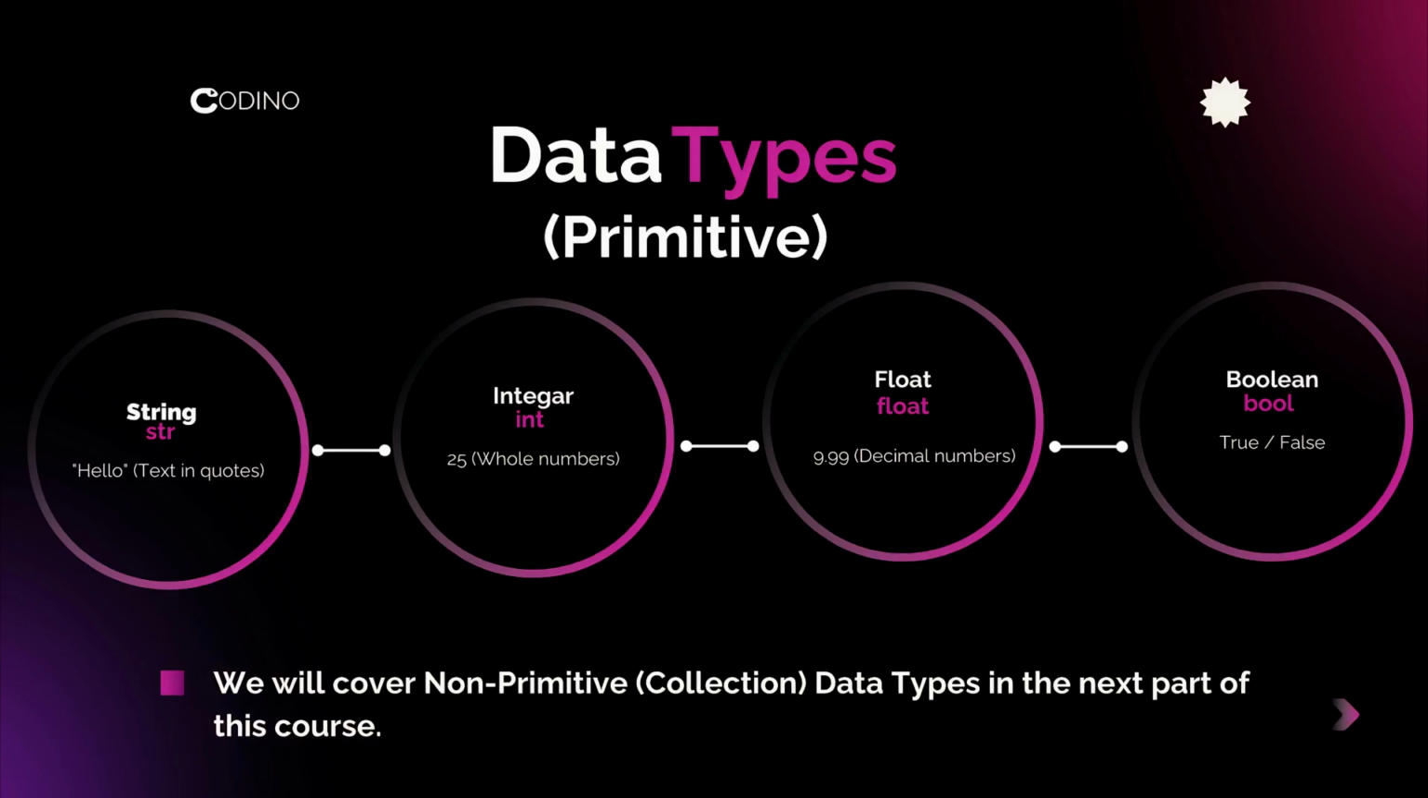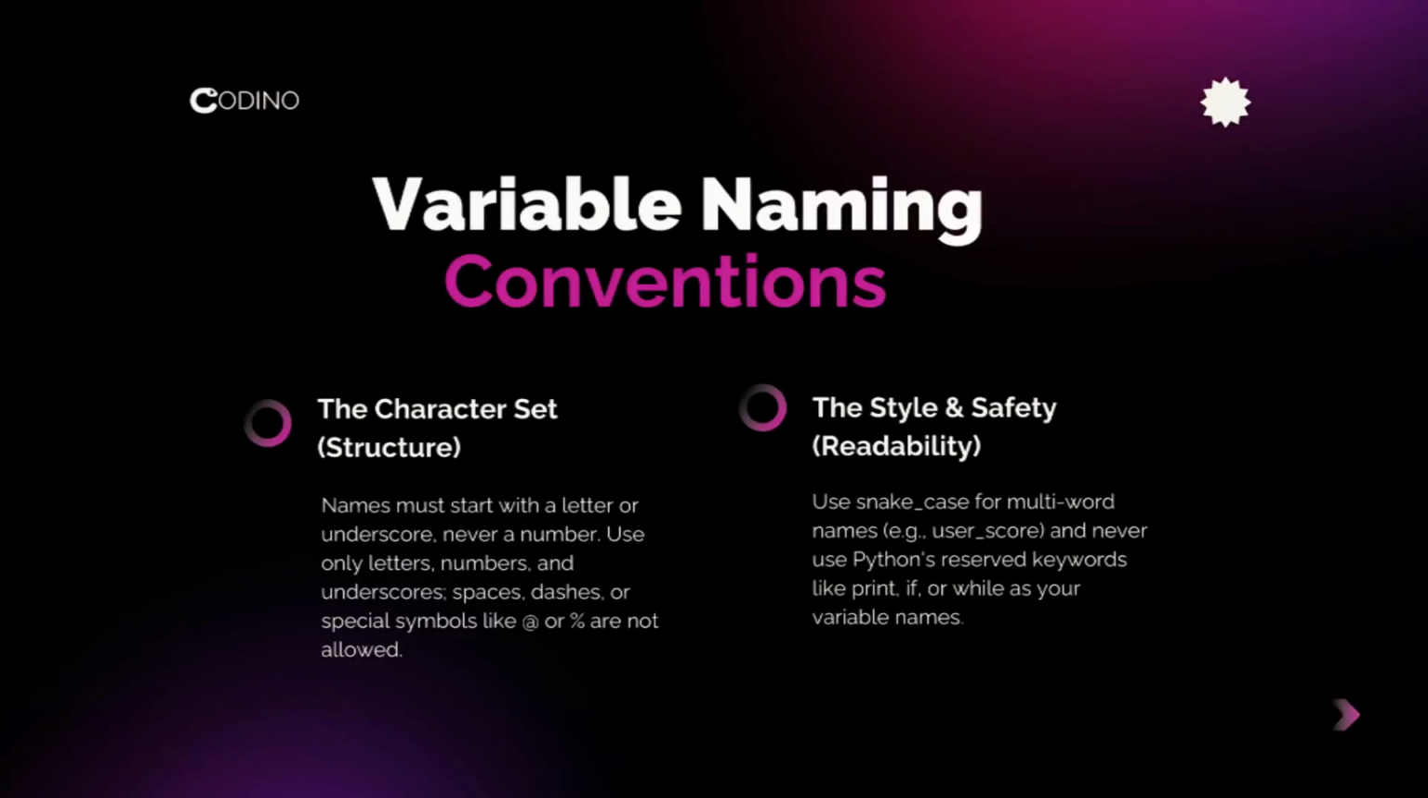Then there's float, which is basically decimal numbers. 9.99, 3.14, -0.5. If there's a decimal point, it's a float. And finally, boolean. True or false. That's it, just 2 values, capital T, capital F. Now, we will cover non-primitive data types like lists and dictionaries in the next part of this course, but for now we're keeping it simple with these 4.